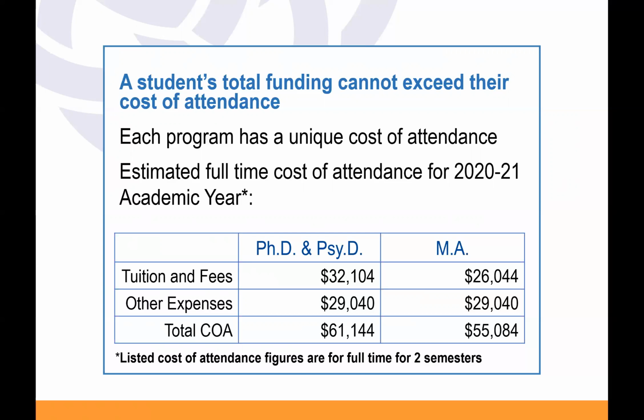Say that you are eligible for the 20,500 in the unsubsidized loan. So you would subtract that. It'll be 55,084 minus 20,500. That leaves you with about 34,584.